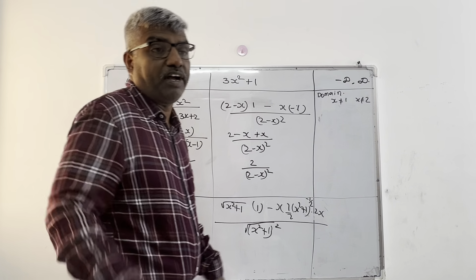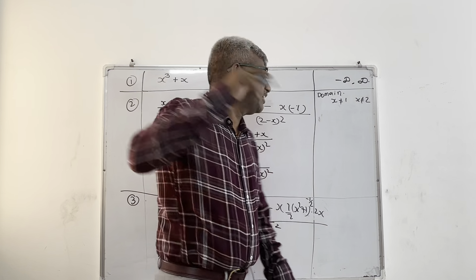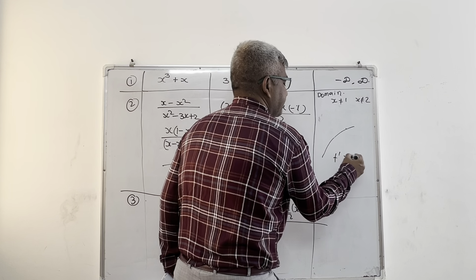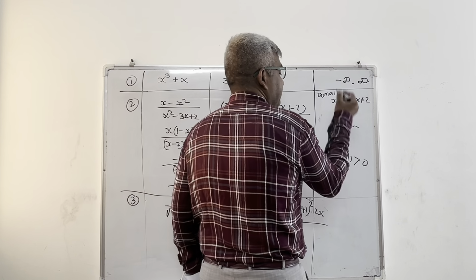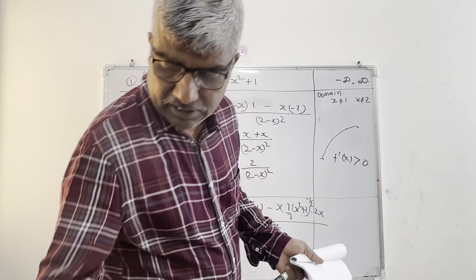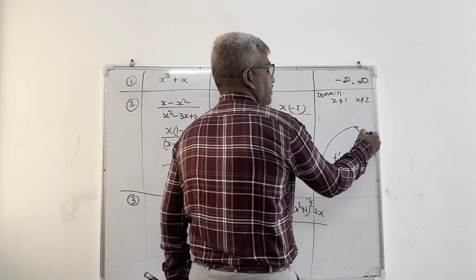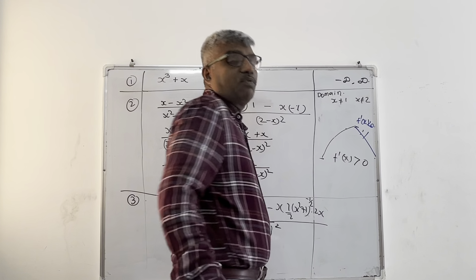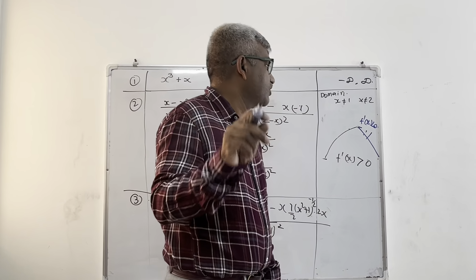This is okay. How to find intervals of increase? What is intervals of increase? This curve is like this. It is intervals of increase. When will it be increasing? When f dash x is greater than 0. From here to here it is increasing. Okay. Then from here to here it is decreasing. So when will this happen? When f dash x is less than 0. So for increasing, f dash x should be greater than 0. For decreasing, f dash x should be less than 0.